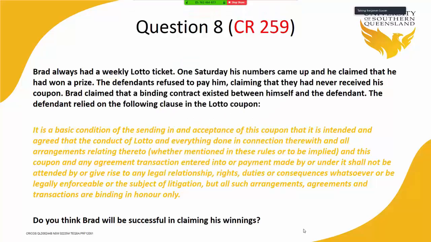Okay, and it says, Brad always had a weekly lotto ticket. One Saturday his numbers came up and he claimed that he had won a prize. But the defendants refused to pay, claiming that they had never received his coupon. He claimed that a binding contract existed between the parties. The defendant relied on this clause in the lotto coupon.